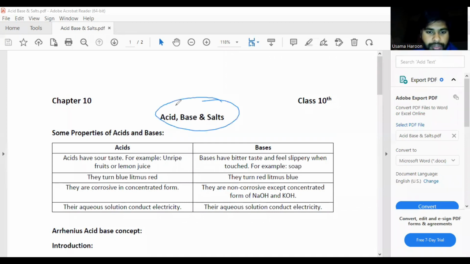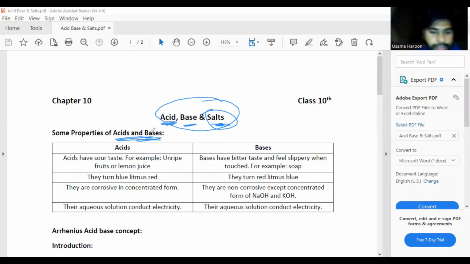Before the start of the chapter, moving on towards what are acids, bases, and salts, we will discuss some theories about acids and bases of various scientists. And at the end of the chapter, we'll be discussing the salts. But before moving on towards the theories, we should know about some basic properties of acids and bases. So let's move on towards that.